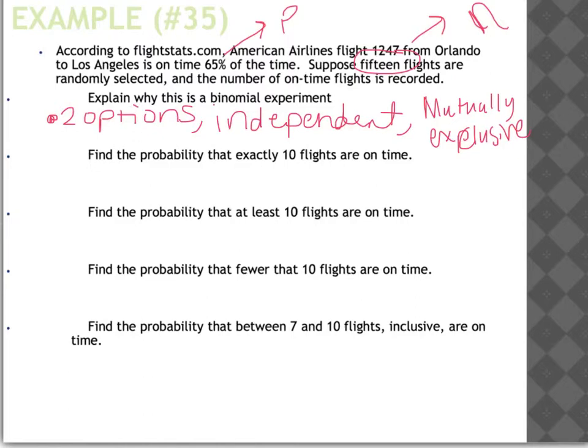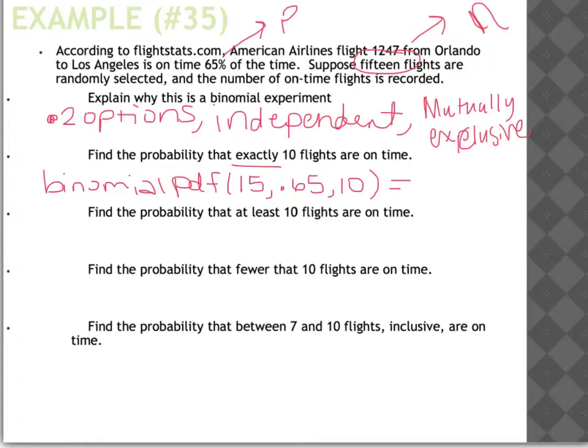The next part says find the probability that exactly 10 flights are on time. So that means we want binomial PDF, because remember PDF is for exactly. There are 15 trials. All right, the probability of success is 0.65. And we want exactly 10. And so we're going to take that information, you're going to pause the video, put it into your calculator, and see if you got the right answer. And when you're ready, hit play to check your work.